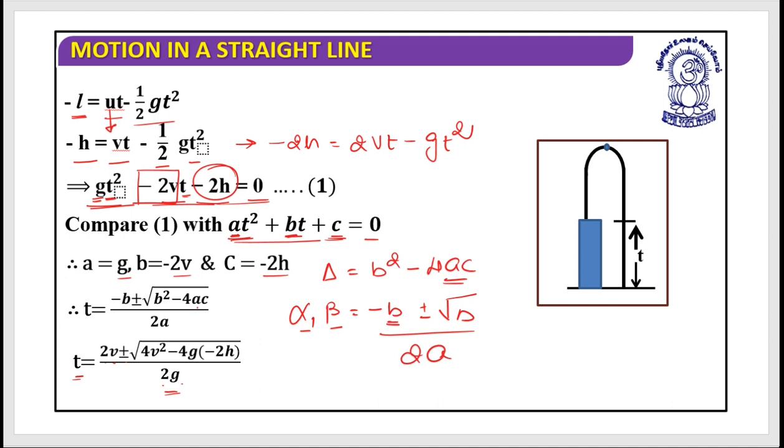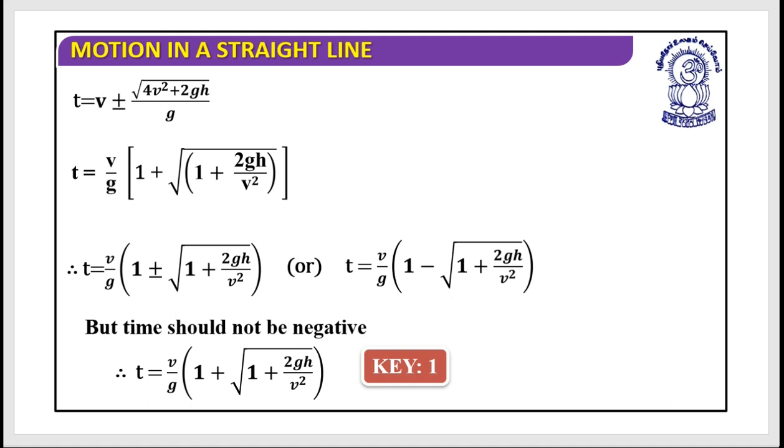Do you find any difficulties? No? Yes. So let's move on. What I can have is t equals v by g into bracket 1 plus under root of 1 plus 2gh by v square. While solving this, one value would be positive and one would be negative. When I consider the two options, one positive and one negative, we are finding the time, and time cannot be negative, so the positive one would be the correct answer. I hope this is clear to you.